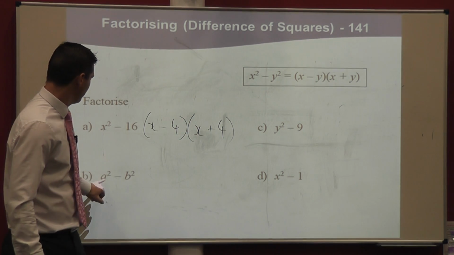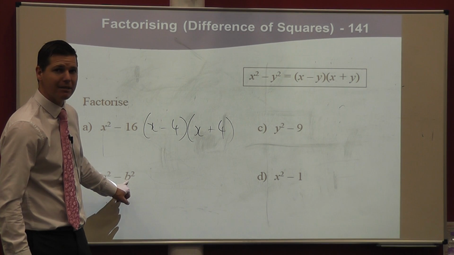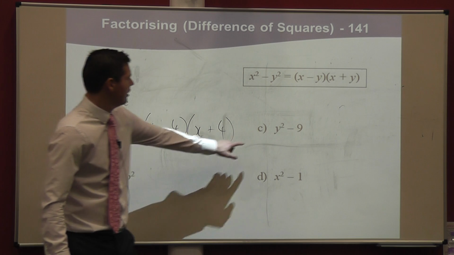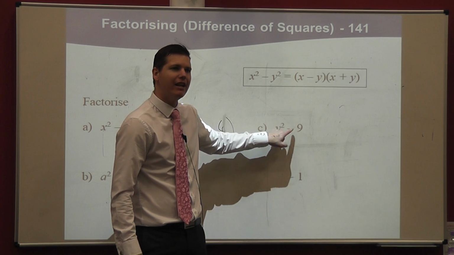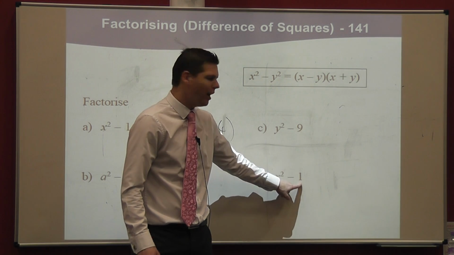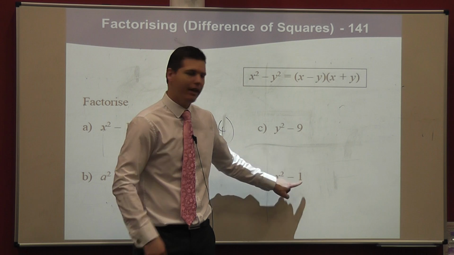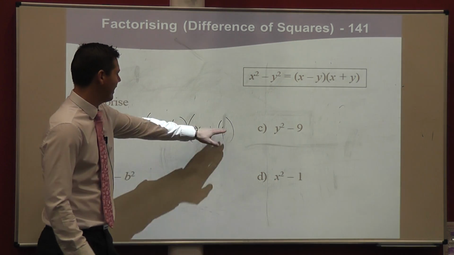And when you're looking at it, you're looking to see whether or not you can go: a times a is a squared, b times b is b squared, and there's a negative. Y times y is y squared, 3 times 3 is 9, and there's a negative. X times x is x squared, 1 times 1 is 1, and there's a negative. And as soon as that happens, you just put it in like that.